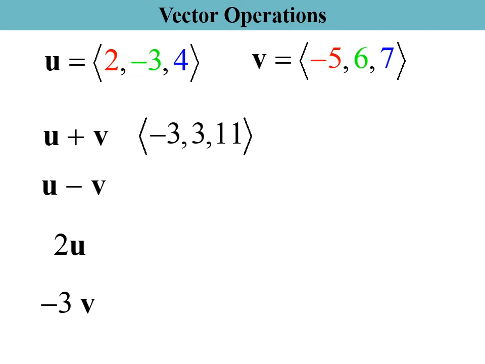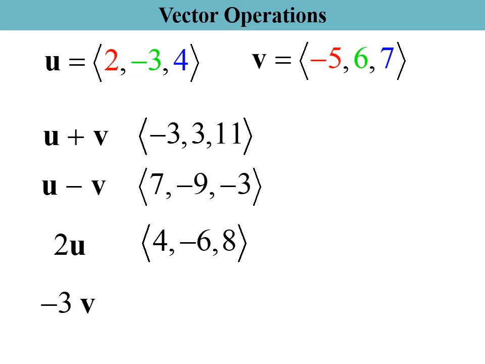If we take the vectors u and v and add corresponding components, I've got those color-coded for you, we get the vector u plus v. If we subtract corresponding components, we get the vector u minus v. If we multiply the vector u by 2, that means we multiply each of the components by 2. And if we multiply the vector v by negative 3, we multiply each of the components by negative 3.